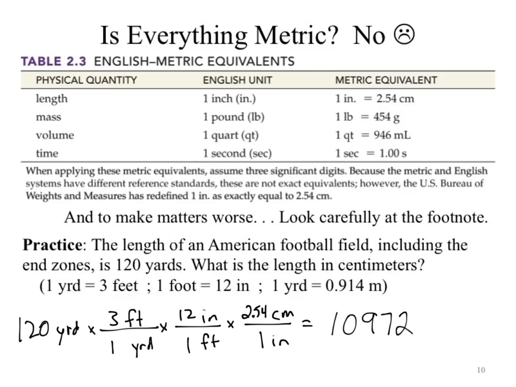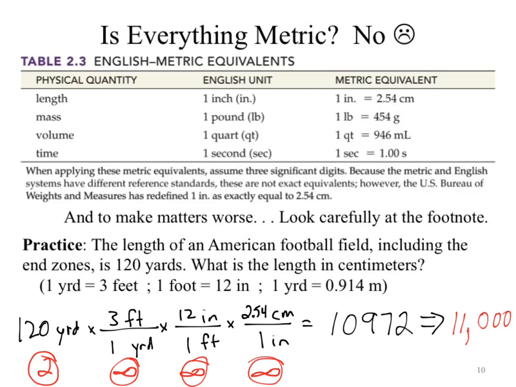Does it affect our overall answer? No. How do you know? How many sig figs do we have in this answer? Still 2, coming from our 120. Everything else was exact. So our infinite sig figs. And we still end up with an answer of 11,000. Yes? So, how did we know to take 2 sig figs?